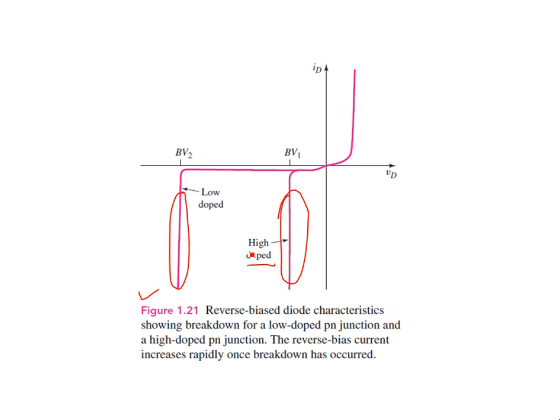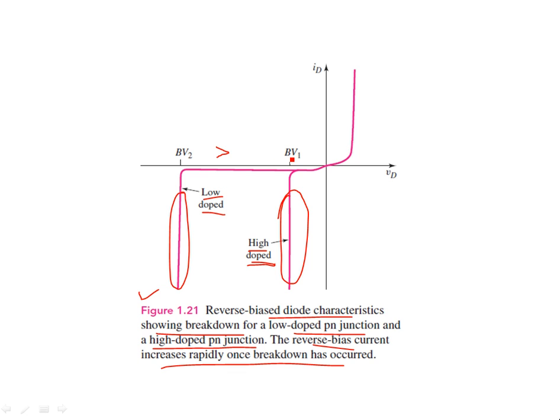So anyways, if you have a very highly doped PN diode, the breakdown voltage BV1 is smaller than BV2, which is the breakdown voltage for a low doped PN diode. Okay, because if you have a very highly doped PN junction, there's going to be more rupturing of bonds, and then there's more minority carriers diffusing. So due to the large number of minority carriers available across the junction, you're going to have a very large current, and that can be produced by low breakdown voltages. Okay, so reverse biased diode characteristics are shown over here for a low doped PN junction and a highly doped PN junction. The reverse biased current increases rapidly once the breakdown has occurred, and you might want to avoid these regions.